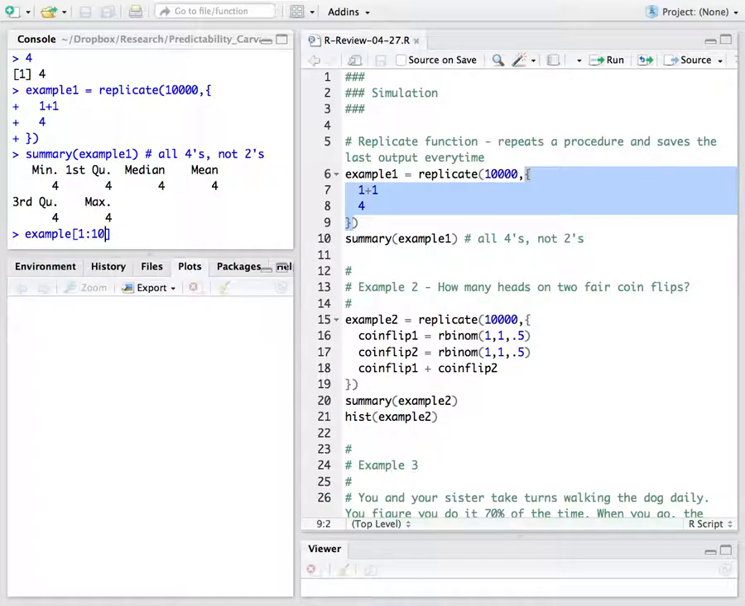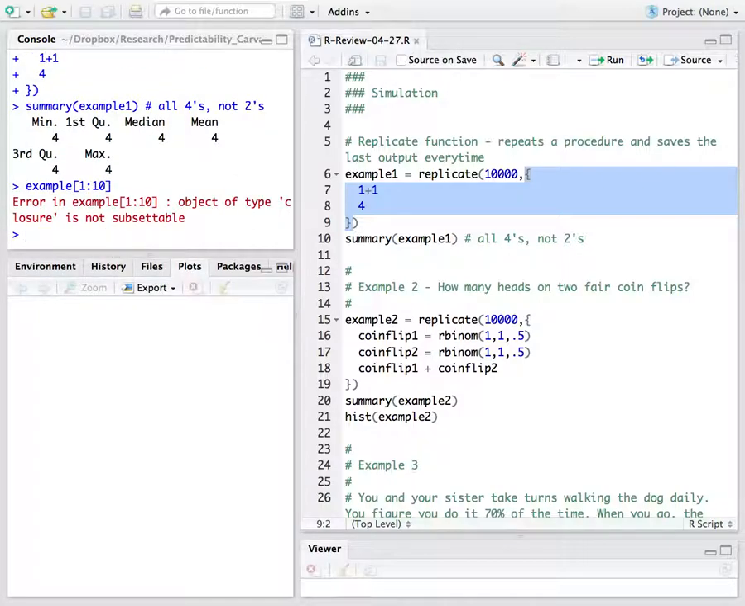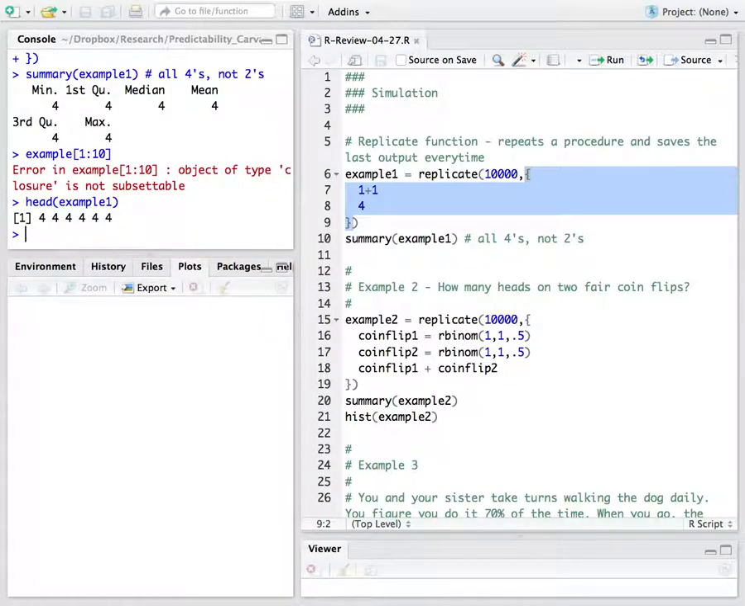We look at the first 10 entries. Called example 1, not example, sorry. Look at the first few entries, they're all 4s. All right, not that we really care to get 10,000 4s in a row, but what we care about is to demonstrate that the replicate function does whatever it tells you to and saves the last piece of output. Okay?